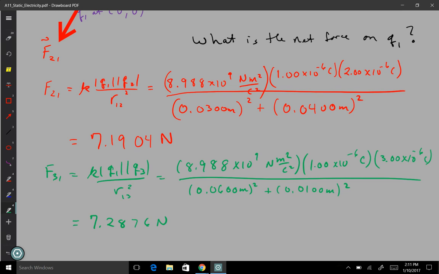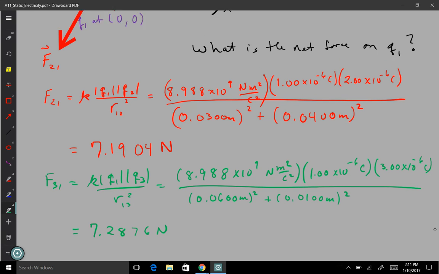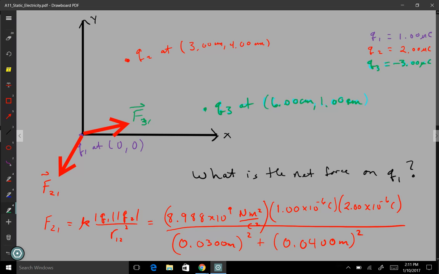Now I need to add them, but I need to break them into components to add them. And so, how do we break things into components? I know the magnitudes of each one of these. Sine and cosine. Notice I have x marked already. If I want the x component of force 2 on 1, let's define an angle. I'll call that theta 2.